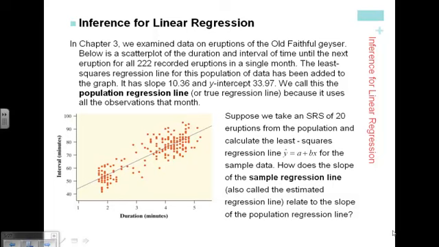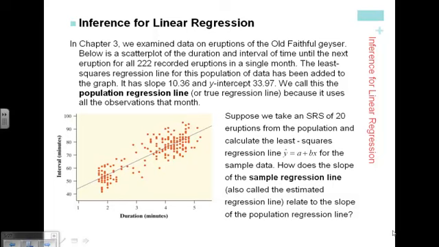Now, is there a relationship between the duration, how long it spouts off, and how long you had to wait? Well, if you look at that scatter plot, would you say there's a relationship? If you say there is, how would you interpret that relationship? Words that we used before had to do with direction and strength. And shape. I think those are the big three from back in the fall.